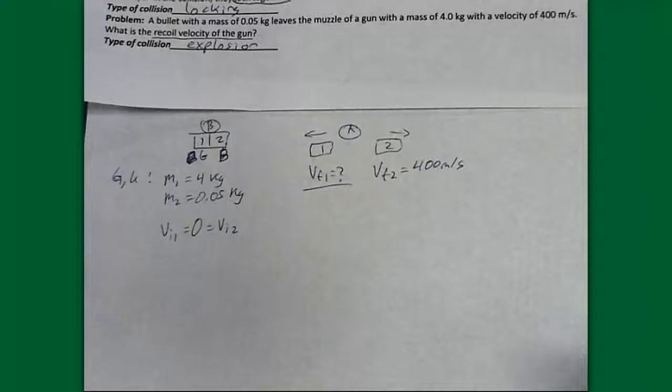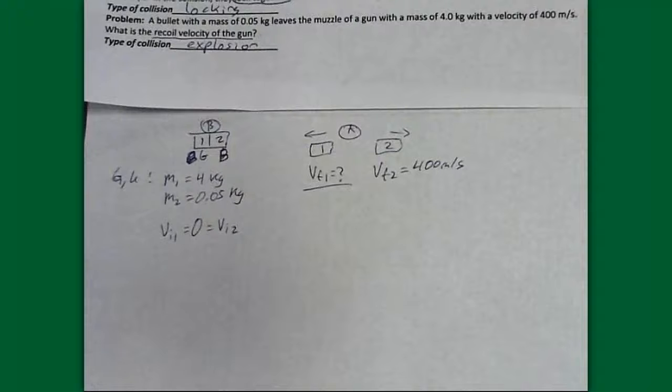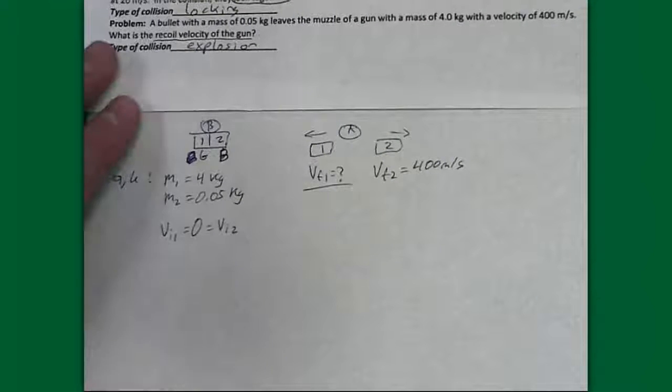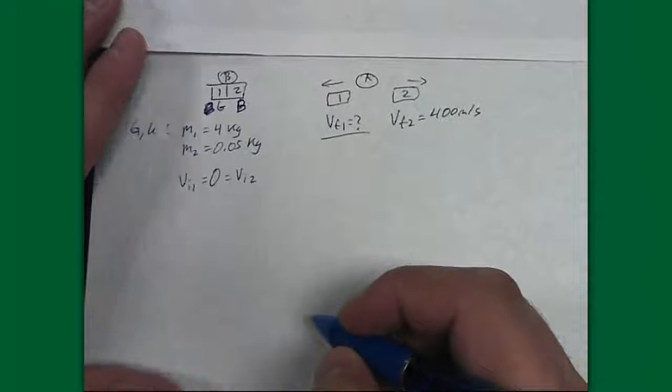Alright, so I've defined what I'm given. They want to know the recoil velocity of the gun. So let's set up the algebraic part of this conservation of momentum problem. And that's basically this. Remember, we're looking at how many separate objects.